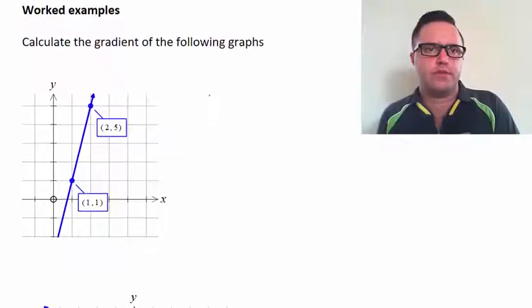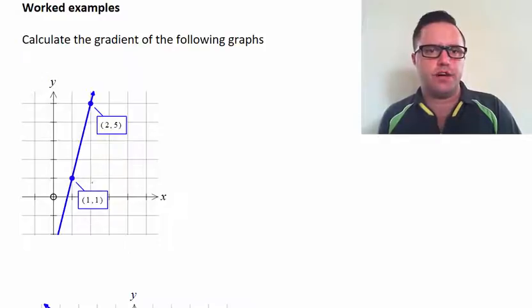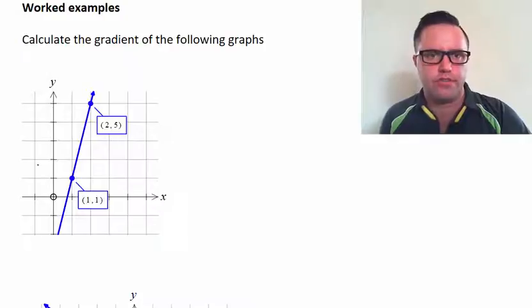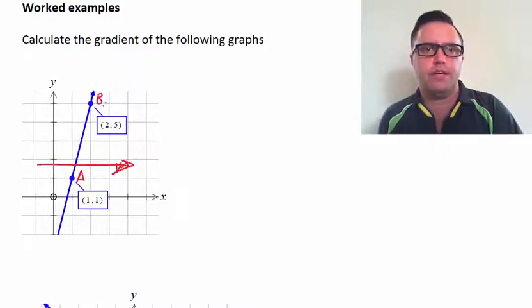Right, let's have a look at some worked examples. So we're going to calculate the gradient in the following graphs. We've been given a graph here and we've got 2 points listed for us: 2, 5 and 1, 1. Now remember, we always do it going from left to right. So this is going to be our first point A, and this is going to be second point B.